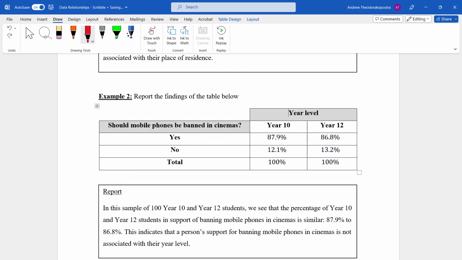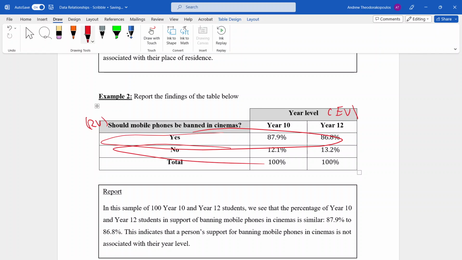So the reason we know that this is the explanatory variable and that this is the response variable is because the year level goes in columns. So therefore that must be the explanatory variable. And the response variable, which is the yes or the no, goes in rows.